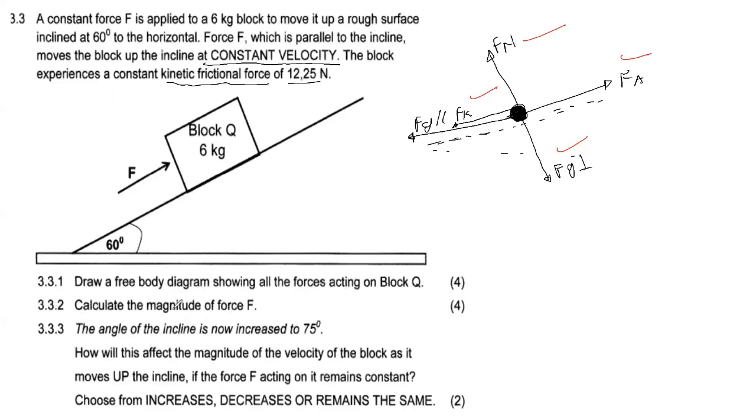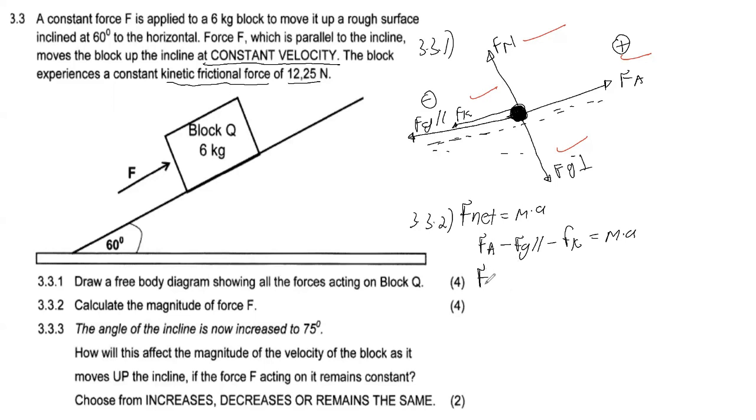Then 3.3.2 says, calculate the magnitude of force F. At this point, we understand that if the block is moving up the slope, then this becomes our positive direction, up the slope. Then down the slope becomes our negative direction. So we apply Newton's second law. F net is equal to ma. Note that here we are solving 3.3.2, and the free body diagram was 3.3.1. Then now we have the force applied minus the FG parallel minus the FK, right? And then ma. So what are we trying to calculate? The force applied, force F, right?